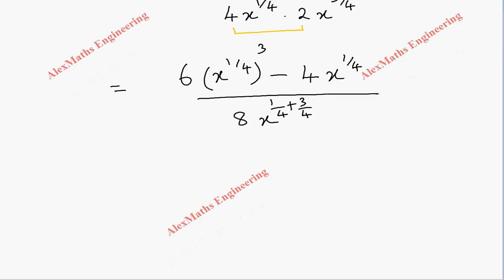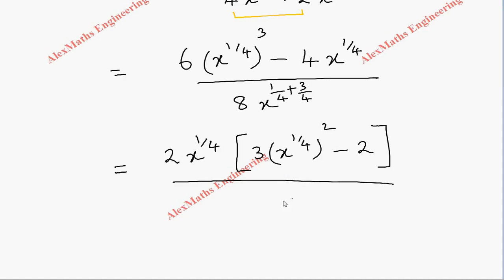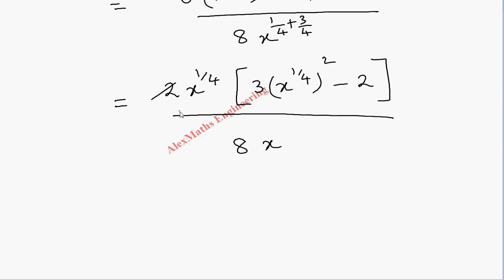Then further simplification, in the numerator we can take 2 common and x power 1 by 4 common. After taking, this will become 3, and we have whole cube. So we have taken one term outside, so remaining will be whole square. And here when 2 is taken common, remaining 2 will be there, and this x power 1 by 4 is already taken common. And in the denominator it is 8 x power, we add this 4 by 4, which is 1. So it's only x.